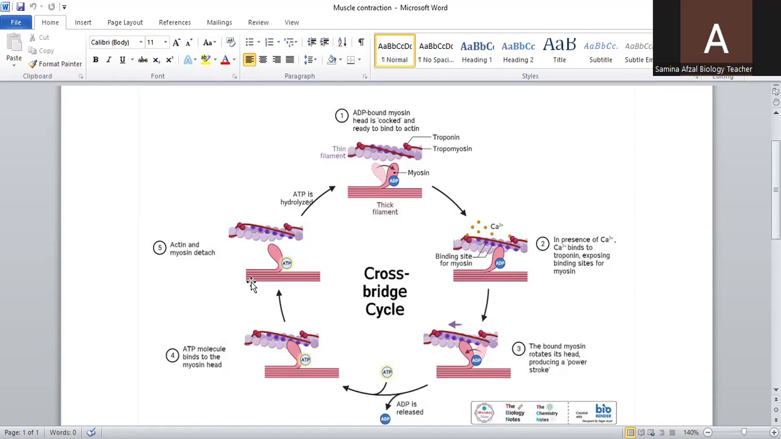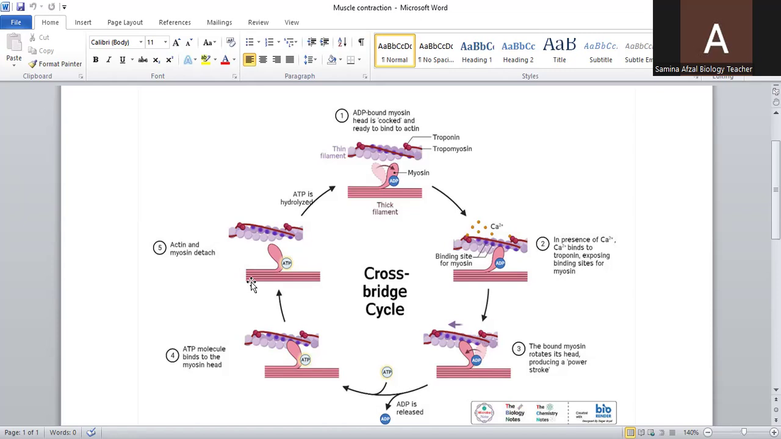So the first event which takes place is the action potential arrives at the muscle fiber. So there will be the action potential on the muscle fiber. What will happen at that time? At that time, the sarcolemma will depolarize. The sarcolemma, which is the cell membrane of the muscle fiber, will be depolarized. And then after the depolarization of the sarcolemma, the T-tubule system membranes, which are the invaginations of the sarcolemma, will also be depolarized because the action potential will spread into the muscle fiber.